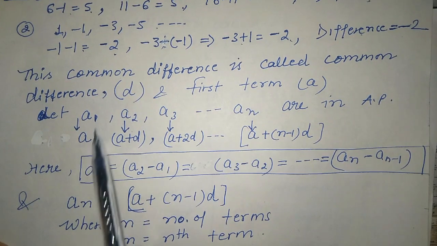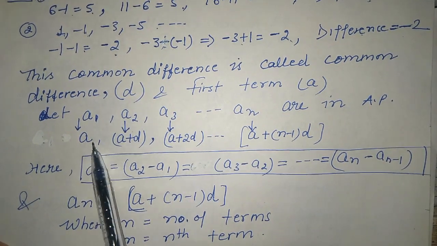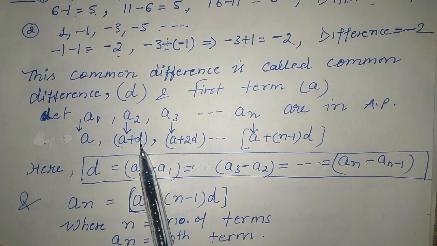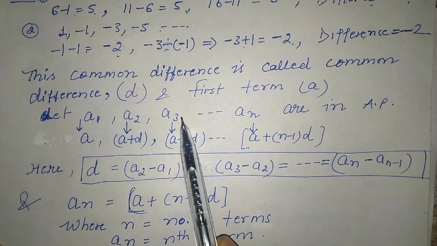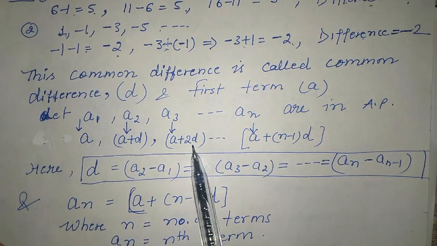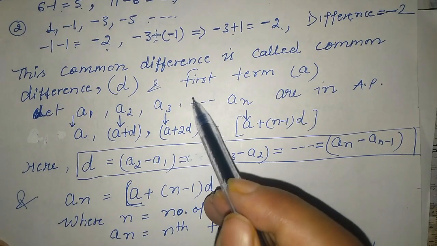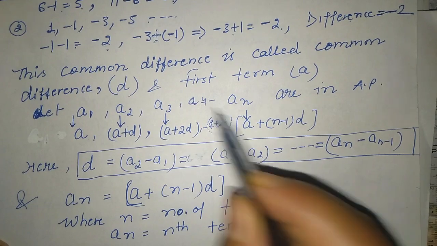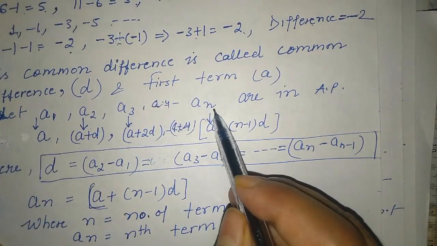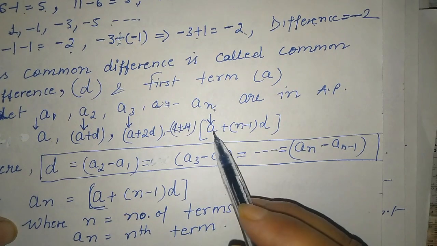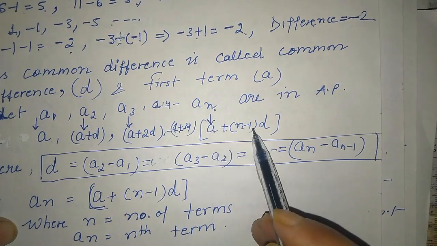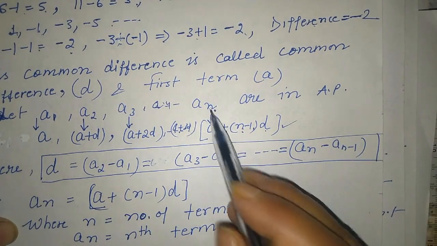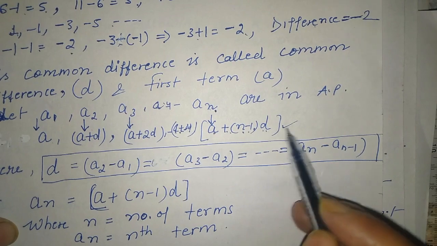So we can see here a sequence. In the first term, there is 0D, meaning D is not there. In the second term we have 1D, meaning 1 less. In A3 we have 2D, 1 less. If we have A4, what will we get? A plus 3D, so 1 less. Similarly till AN, this becomes A plus N minus 1, 1 less, into D. So this becomes a formula: AN is equal to A plus N minus 1 into D.